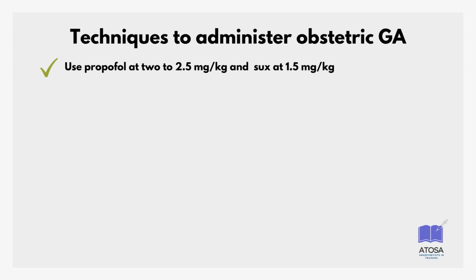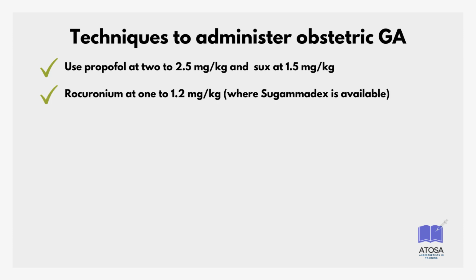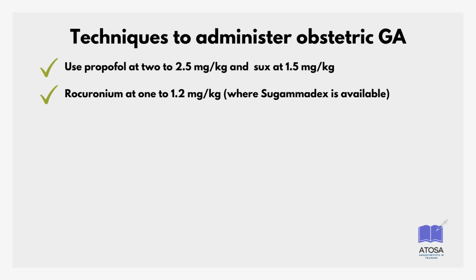For an induction agent and muscle relaxant, I routinely use propofol at 2 to 2.5 milligrams per kilogram and succinylcholine at 1.5 milligrams per kilogram. I will also use rocuronium at 1 to 1.2 milligrams per kilogram where I have sugammadex available. Of course, the dose of propofol is variable, and I certainly amend my induction agent choice if the patient is hemodynamically unstable.